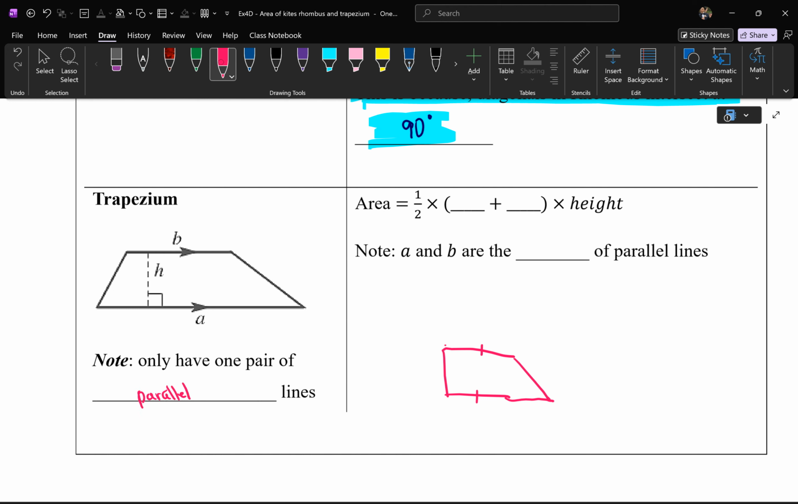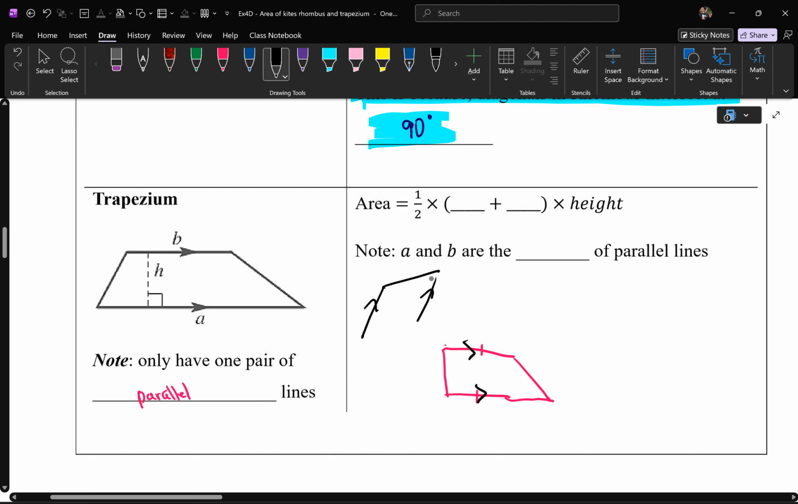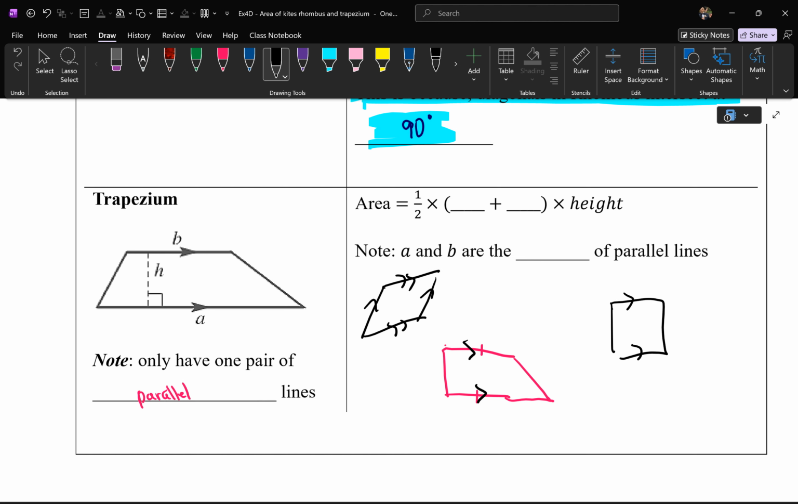One of the key things is there's only one set. You see, if you think about a parallelogram, it's got two sets. So when you draw a parallelogram, they have two parallel lines, two pairs. A square is also two. Two things that are parallel. Trapezium is the only four-sided shape where there's only one pair. So as long as you can draw one pair, then it's a trapezium.